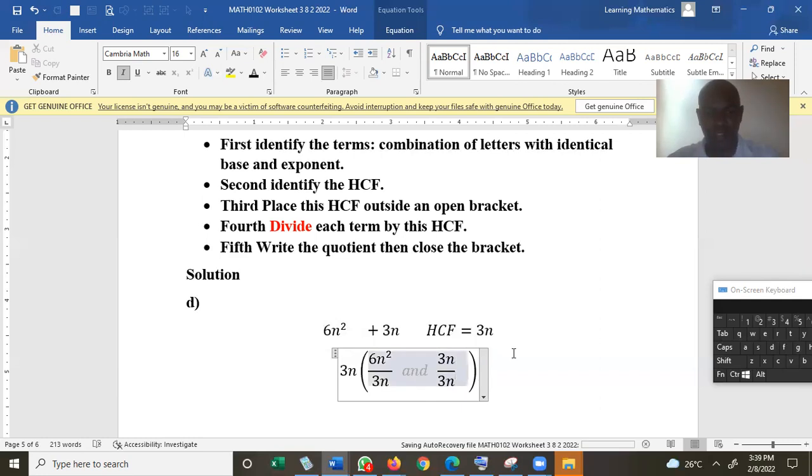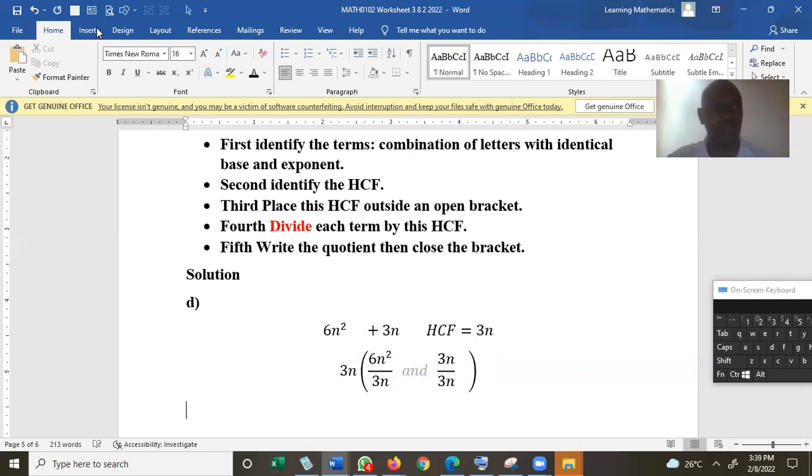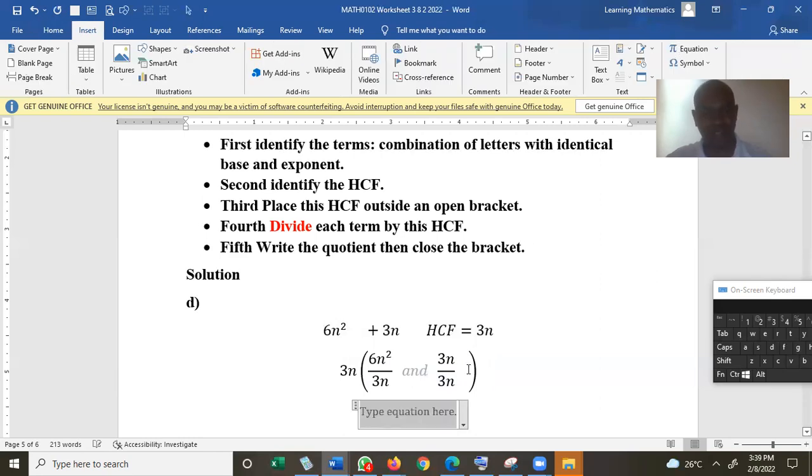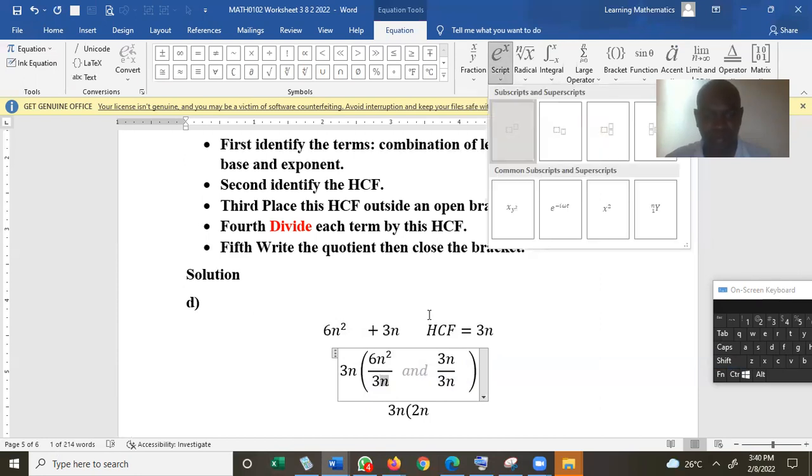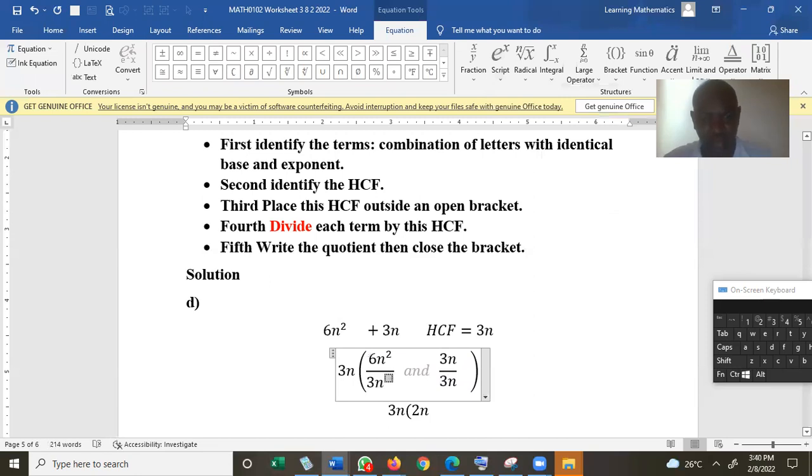And the quotients will be our solution, with 3n factorized, 3n outside. 6 divided by 3 is 2. N squared divided by n, we subtract the powers. There's an invisible 1 above that n. 2 minus 1 is 1. 3 divided by 3 is 1. N divided by n is 1. That's a plus 1. 3n divided by 3n is 1.